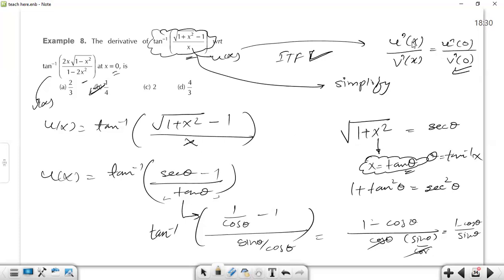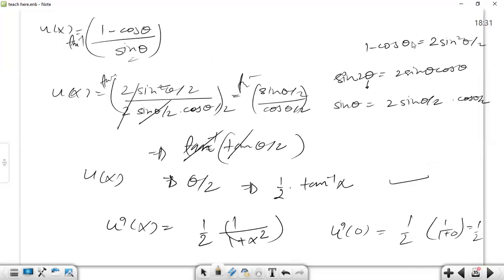Is this clear, everyone? Any doubts? You can unmute yourself and ask, otherwise you can unmute yourself and tell that you don't have any doubt. Okay, let's proceed further.